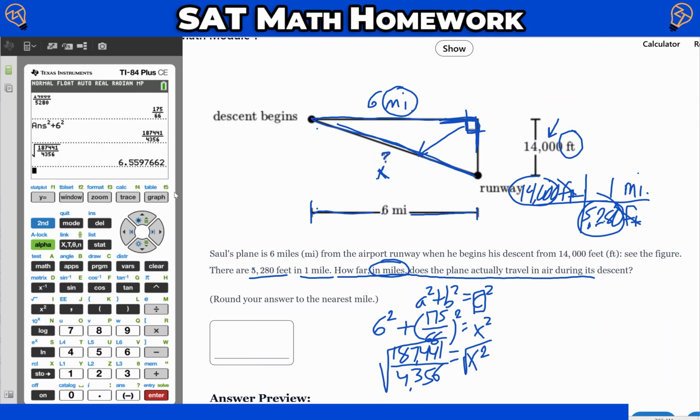And when we take the square root, we get this. They say to round our answer to the nearest mile, in other words, the nearest whole number. So we need to look at the number to the right of the decimal, and we know that a 5, 6, 7, 8, or 9 tells us to round up, whereas a 4, 3, 2, 1, or 0 says stay. So because it's a 5, we round up, and our answer is 7.